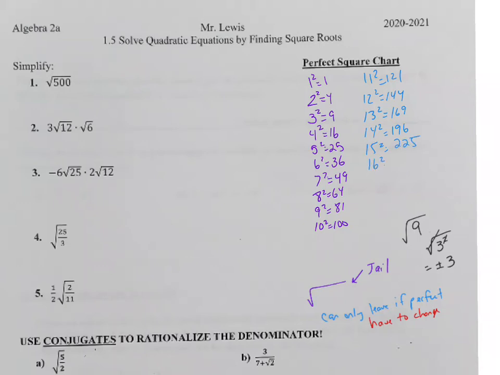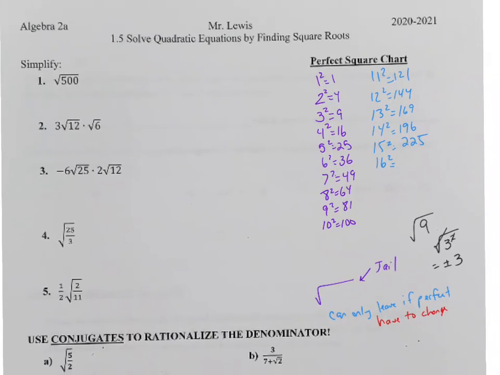16 squared is 256. I have to check that in a second. 17 squared is 289. Put a little star by that to make sure I check that one. 18 squared is 324. Oh, I almost wrote down the wrong thing. 19 squared is 361. I think that's right. I got to double check that one too. And then 20 squared is 400. I just double checked. Those are both good.